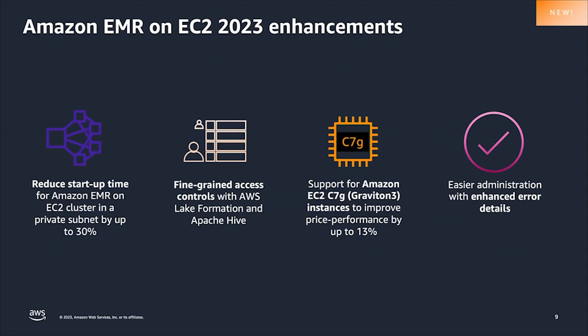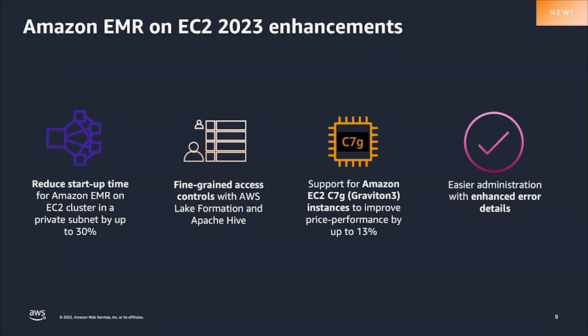The next one is AWS Graviton 3 processors, the latest in the AWS Graviton processor family, and C7G, which is the new Graviton 3, is launched. So now Amazon EMR launches support for EC2 with C7G instances also, which can improve your cost performance for Apache Spark workloads by up to 13%.